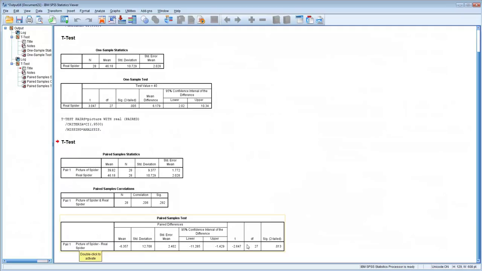The t-statistic, which is what I'm concerned with, is negative 2.64. Don't worry about the negative sign. The degrees of freedom are 27. This is, again, even though it appears to be two groups, this is the same group tested twice, so the degrees of freedom are 27. And this difference is statistically significant at the 0.05 level with a significance or probability of 0.013. And that would be the paired samples t-test.